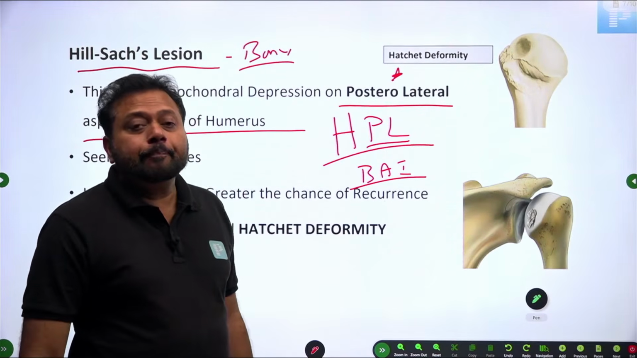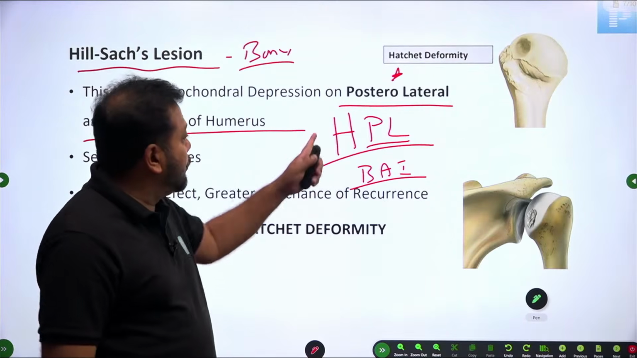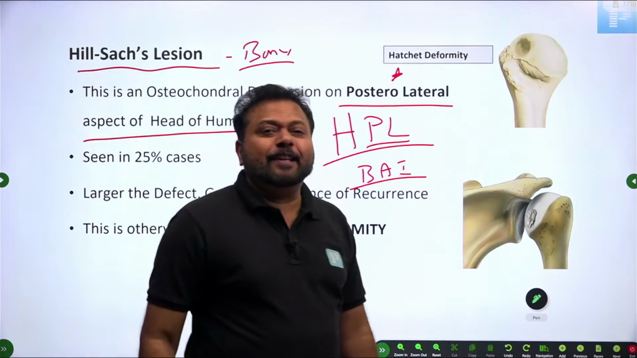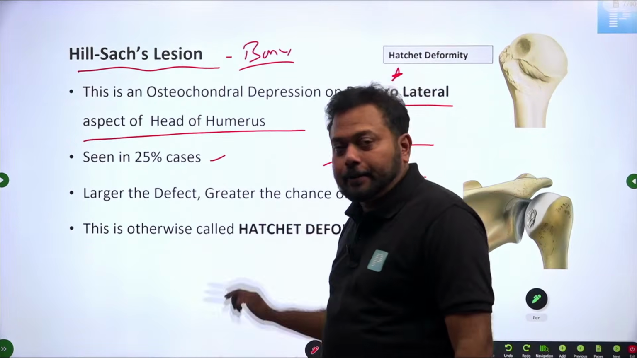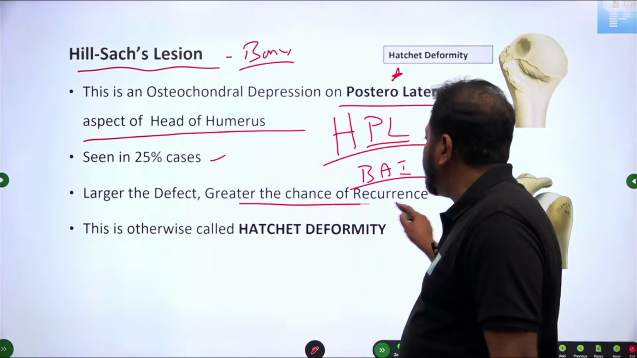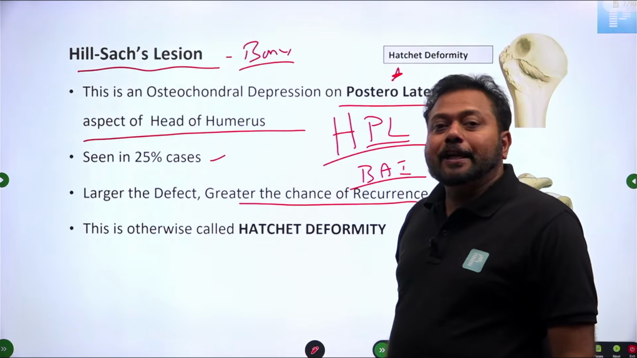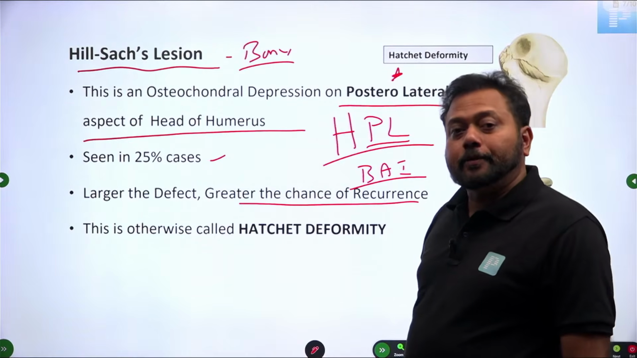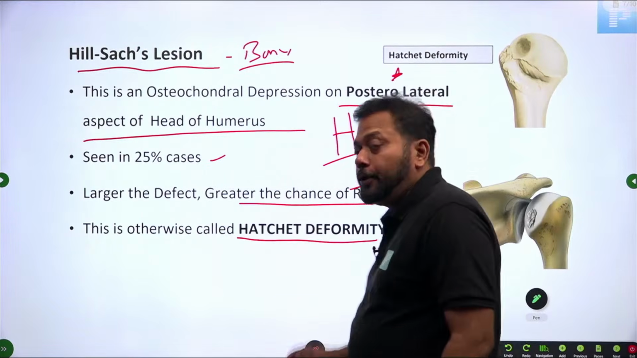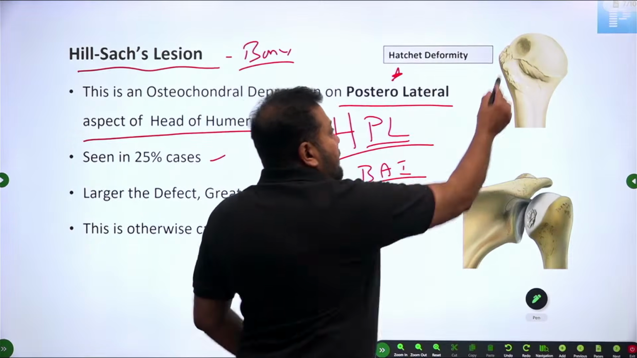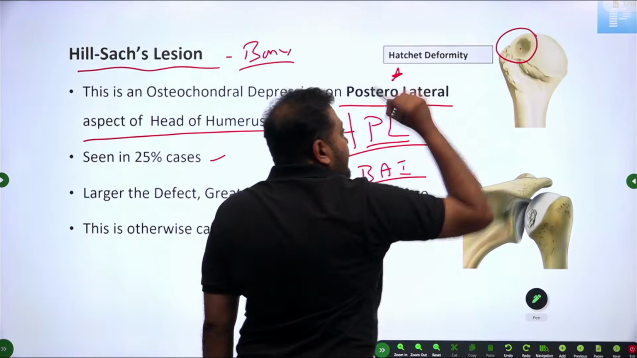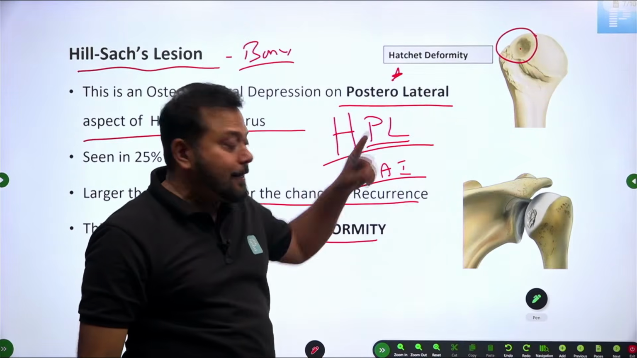Hill-Sachs lesion is a posterolateral defect in the head of the humerus. It is seen only in 25% of the cases. The larger the defect, the greater the chance of recurrence. This Hill-Sachs lesion is otherwise called hatchet deformity. You see in this bone, you are able to see a depression here, the posterolateral aspect of the head of the humerus. That is the Hill-Sachs lesion.